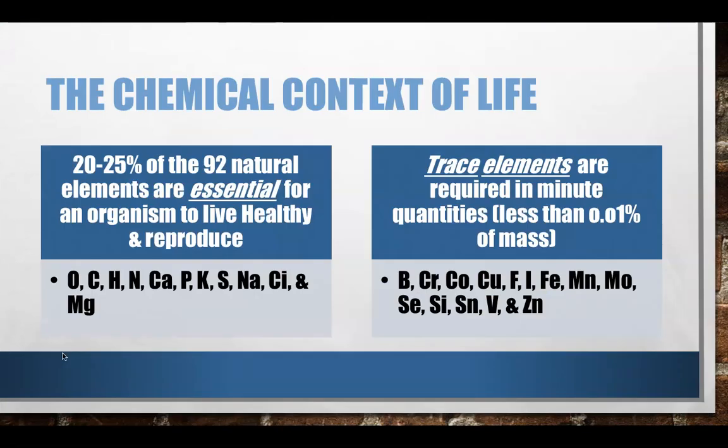Make sure that we know that there are 92 naturally occurring elements. 20 to 25% of those naturally occurring elements are what we call essential. Organisms are going to be made up mostly of carbon, hydrogen, oxygen, and nitrogen. Those are the most important ones. Also phosphorus, because you have phosphorus in both DNA and your proteins. Trace elements are elements that are required in minute amounts. So if you think of iron, you need iron, you need manganese, you need chromium and cobalt, but you only need those in very small amounts. So those are considered trace elements.